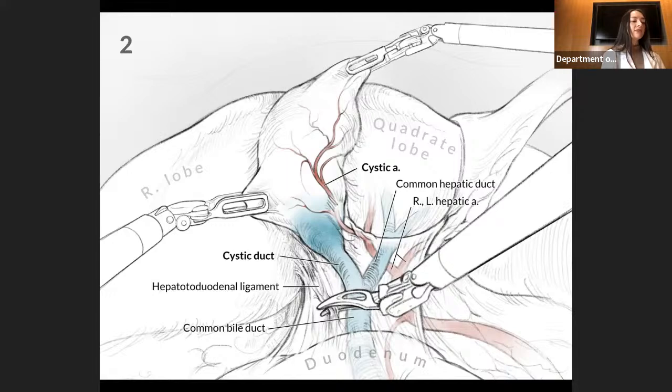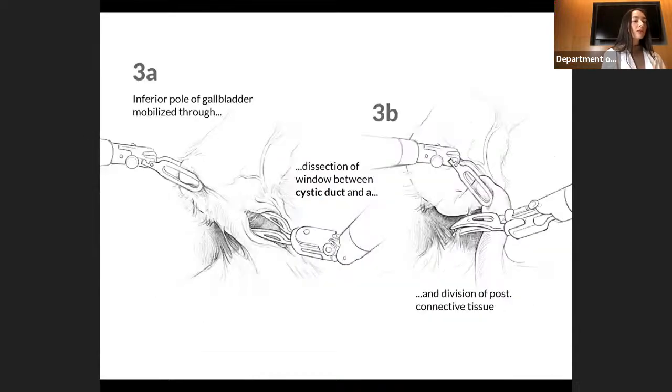These structures are identified as the inferior pole of the gallbladder is cleared of connective tissue and later will be divided. A window was dissected medial to the cystic duct. The infundibulum was retracted anteromedially as dissection continued around the posterior aspect of the gallbladder.